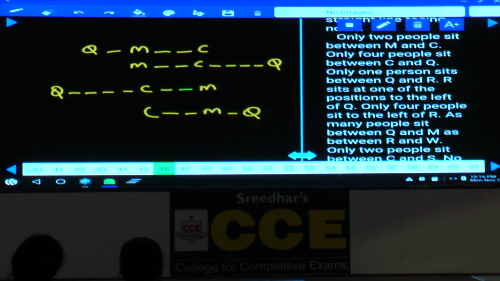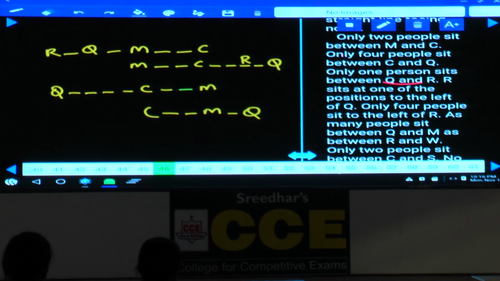And 4 people between C and Q, 1 person between Q and R. And R sits at one of the positions to the left of Q. 1 person between Q and R, R is to the left of. ఆంటే కదా? Now 1 person to the left of R sits at one of the positions to the left of Q, R and Q. Now here in this case R and M are in the same place, which is not possible. And the third case got invalid.